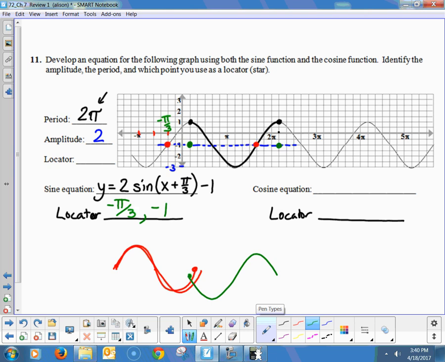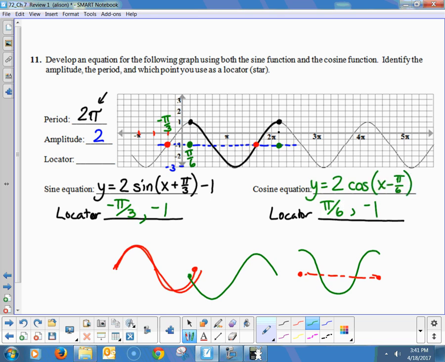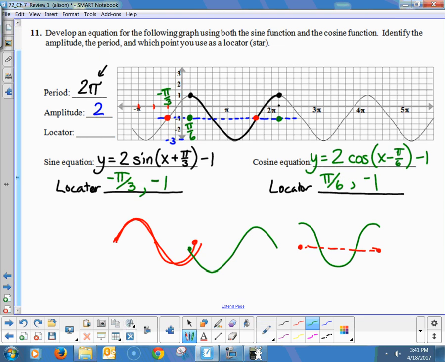But the cosine locators, again, have to be on the center line, because remember that cosine starts up, comes down, goes back, and the locators for cosine waves are on center line. So I'm going to choose this point right there, and since we're counting by 6s on this thing, I'm thinking one box is 1/6 pi, so this is pi over 6. So the cosine locator is pi over 6, comma, -1. So the cosine equation would be y equals 2 cosine of x minus pi over 6, minus 1. Alrighty.